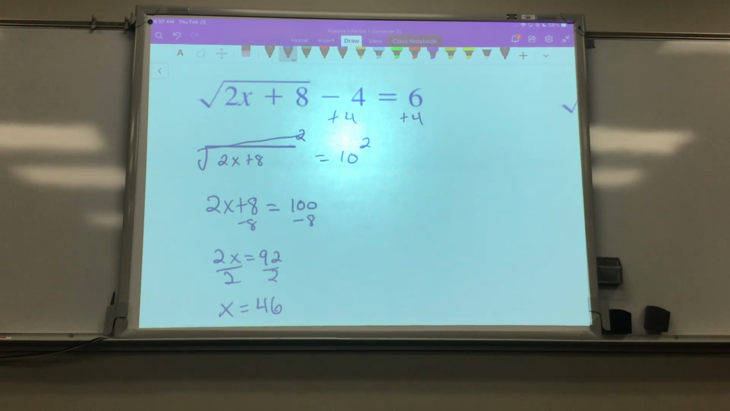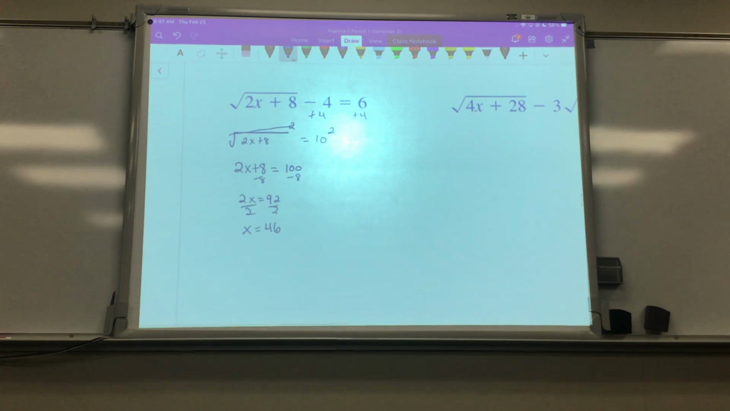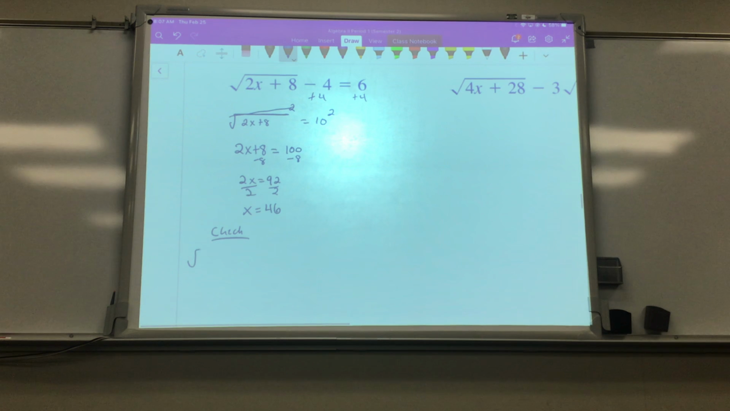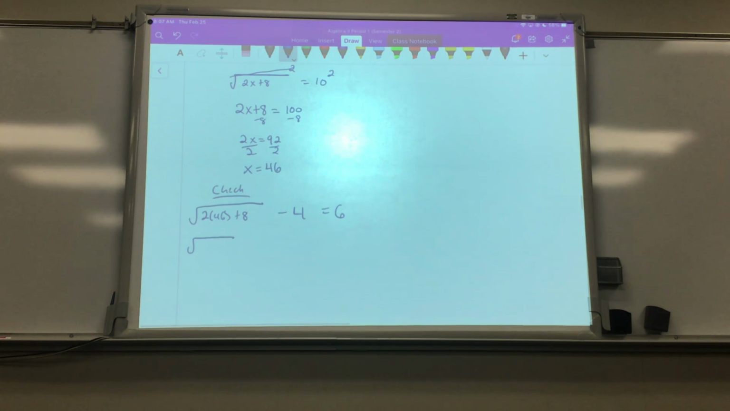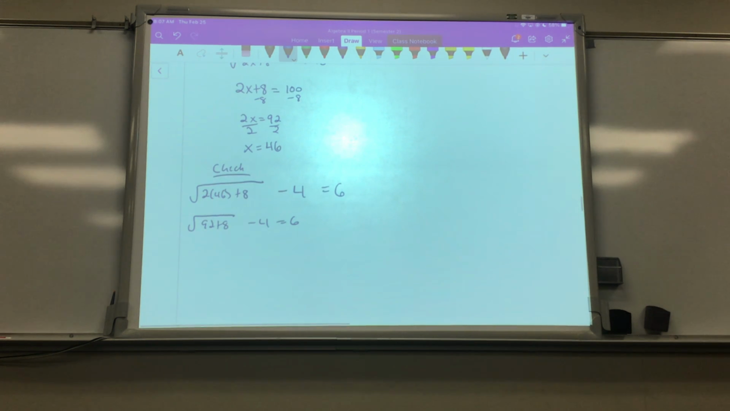Okay, now let's check our answer. So we got the square root of 2 times 46 plus that 8 minus the 4 equals 6, which is the square root of 92 plus 8 minus 4 equals 6. Square root of 100 minus 4 equals 6. 10 minus 4 equals 6, which, 6 equals 6. Always check. Always check.